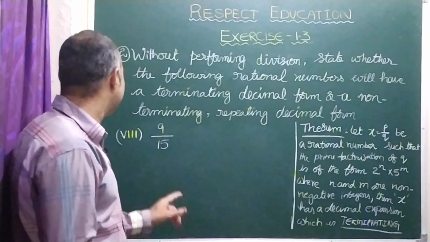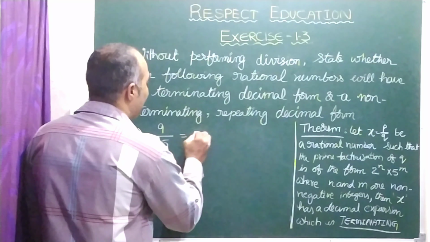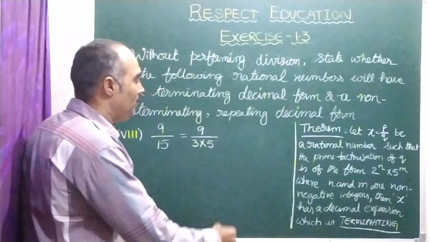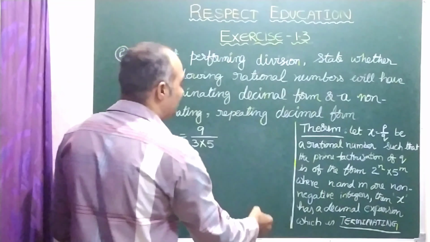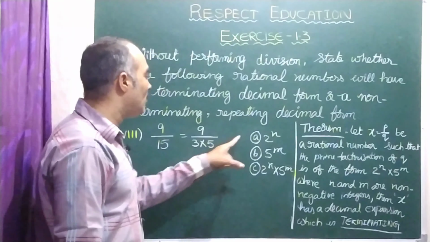Okay, let us see the next bit, that is the 8th bit. 9 by 15. So here we can write 15 as 3 into 5, right? Now here we have given 3 cases children. The prime factorization of q may be of the form 2 power n or 5 power m or both together 2 power n into 5 power m. So here clearly observe, this is not in 2 power n, not in 5 power m, and not in the combination of 2 and 5. So here we can write this as non-terminating repeating decimal, right?